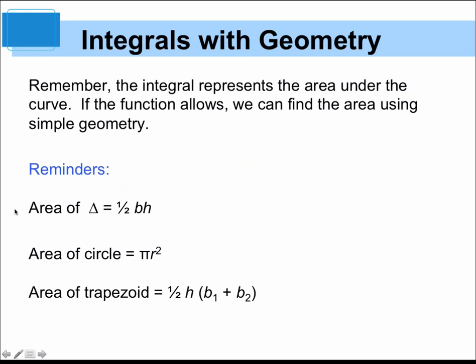So, quick review. You should know those three things. Area of a triangle, 1/2 base times height. Area of a circle, pi r squared. Here's the one you may have forgotten, the area of a trapezoid: 1/2 h times (b1 plus b2). Just so you know, the trapezoids we're going to be using are going to be lying on their sides. So what in geometry you would consider h will actually be delta x for us.